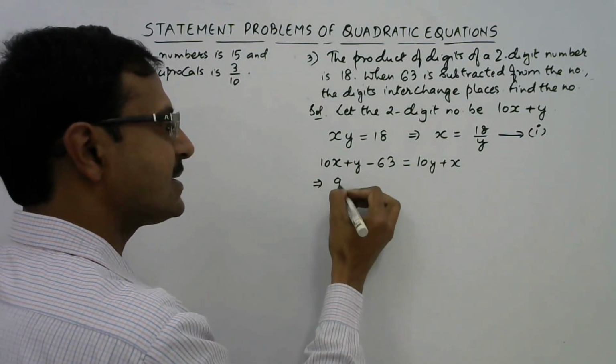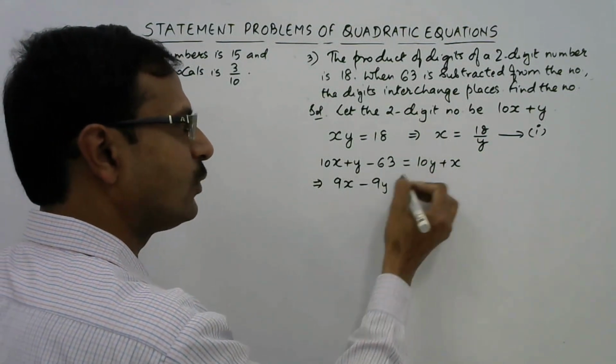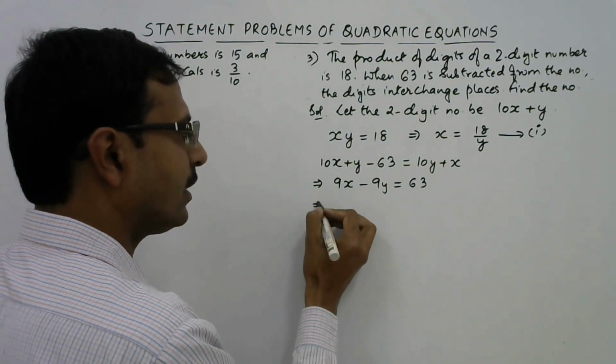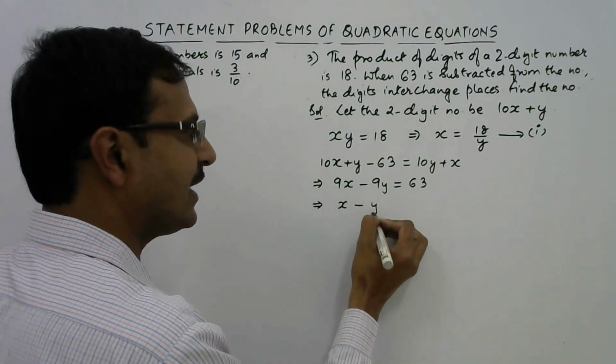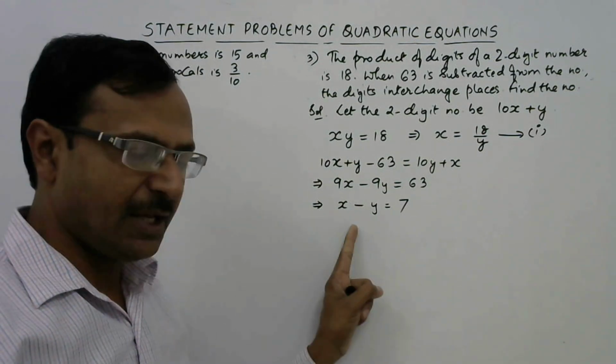10x minus x is 9x. y minus 10y is minus 9y, and 63 moves to that side. Now you see 9 is the common factor. You can cut that off. So x minus y equal to 7. Now this is the second equation.